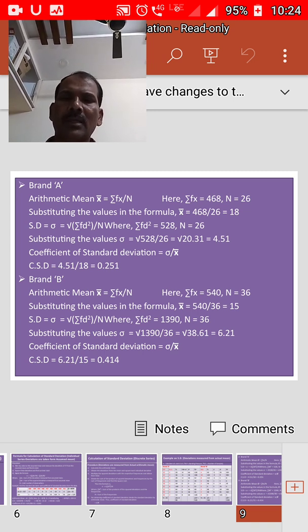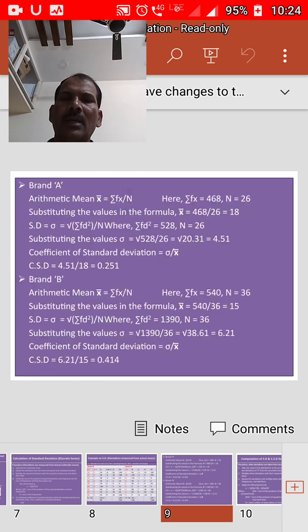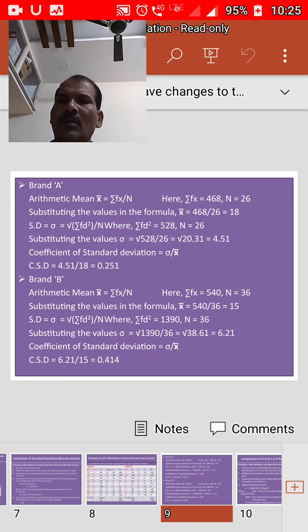If you observe this figure, the coefficient of standard deviation of brand A and brand B, the brand A paper sample is low when compared with brand B sample. Hence, brand A is considered to be more consistent than brand B.